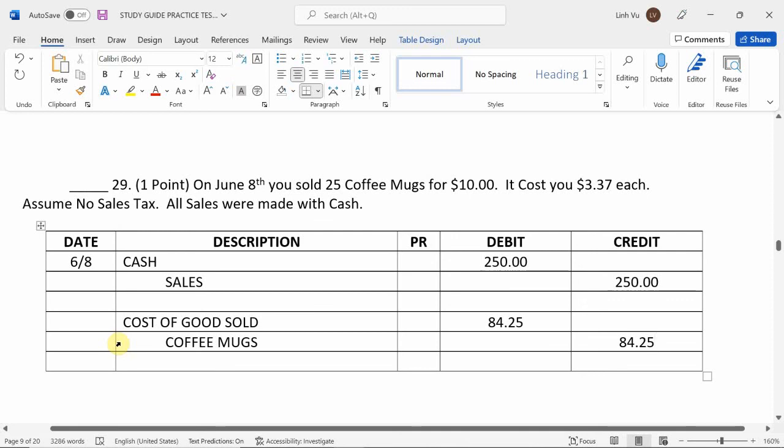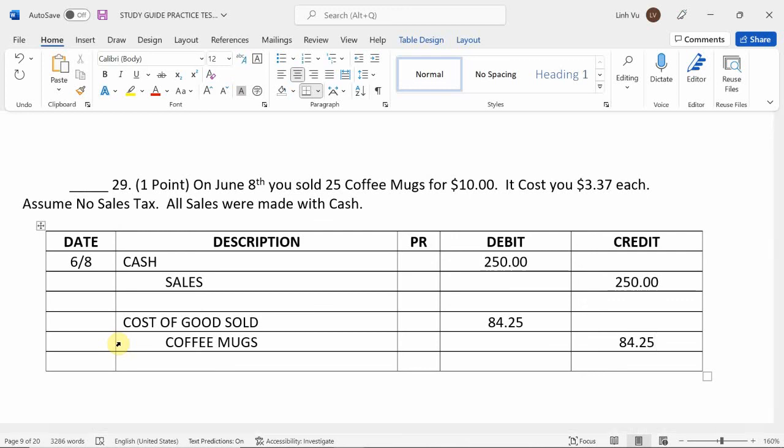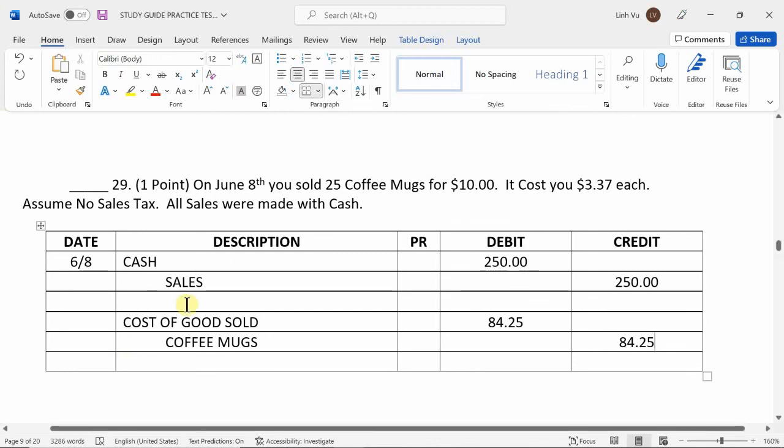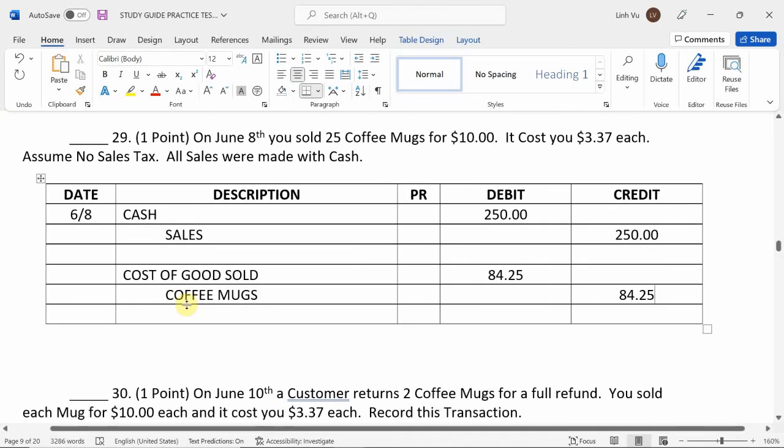Now here, we recognize there are two things we need to look at. First off, what do we sell our product for? That's my selling price. And then I need to figure out how much it cost me, which in this case is $3.37. So that's the difference between the two. They're not the same thing. Selling price is different than what it cost you.